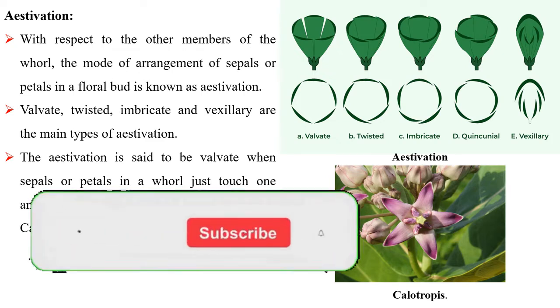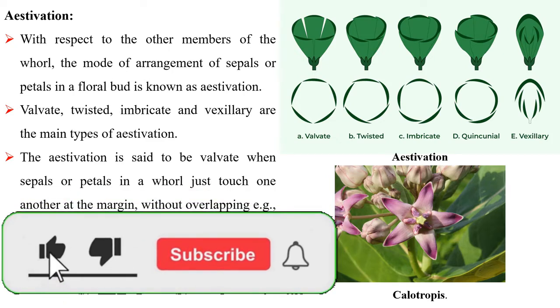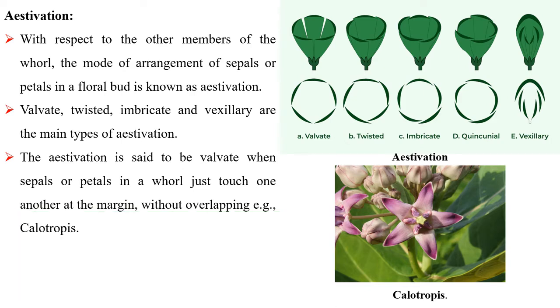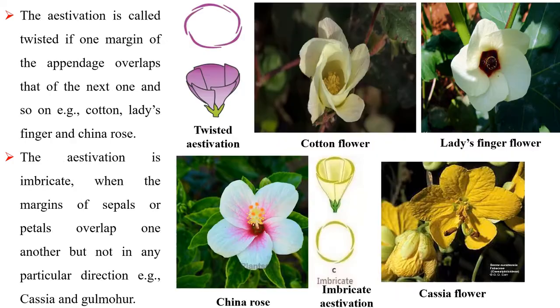Estivation. With respect to the other members of the whorl, the mode of arrangement of sepals or petals in a floral bud is known as estivation. Valvate, twisted, imbricate, and vexillary are the main types of estivation. The estivation is said to be valvate when sepals or petals in a whorl just touch one another at the margin without overlapping. Example, calotropis.